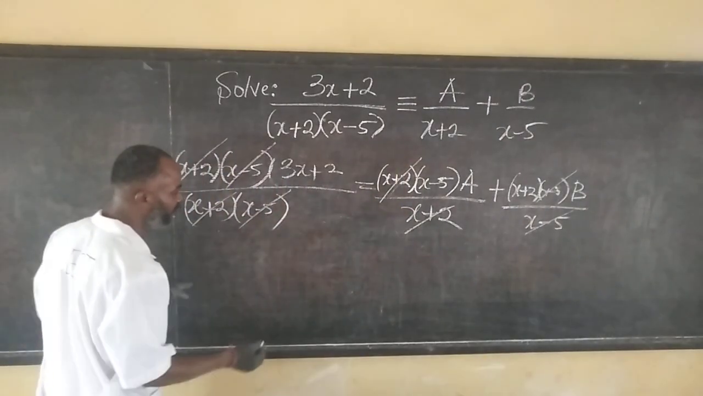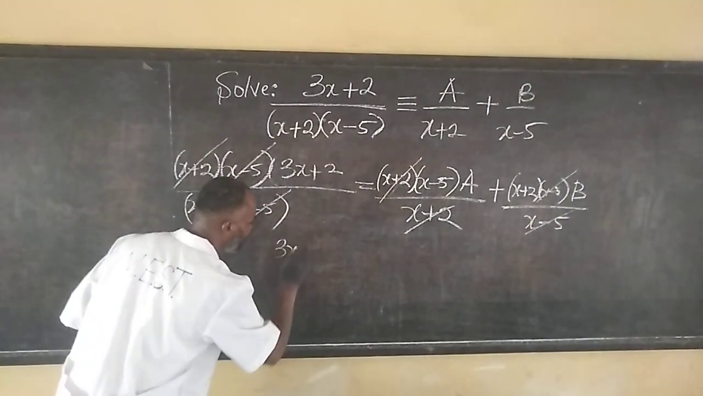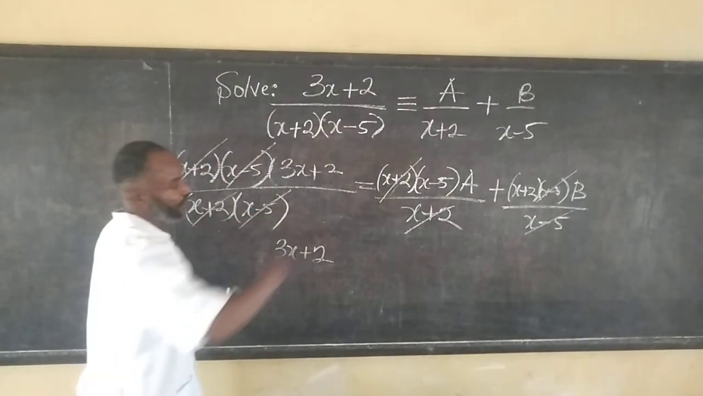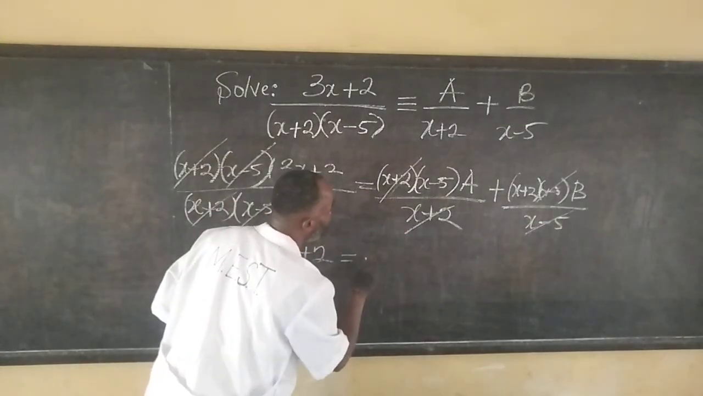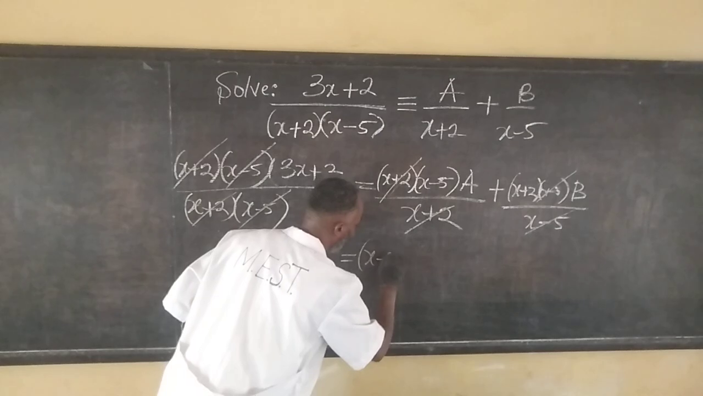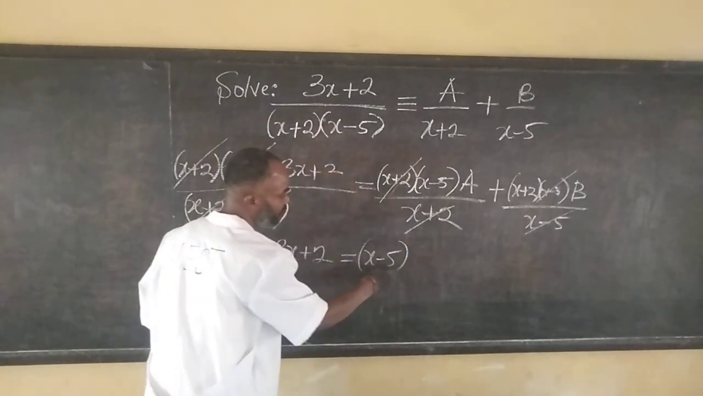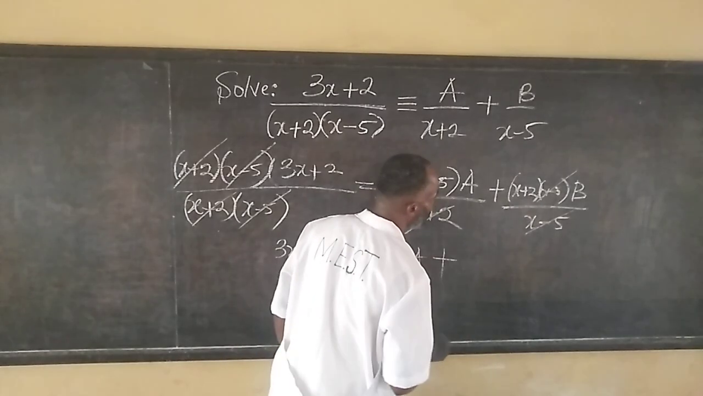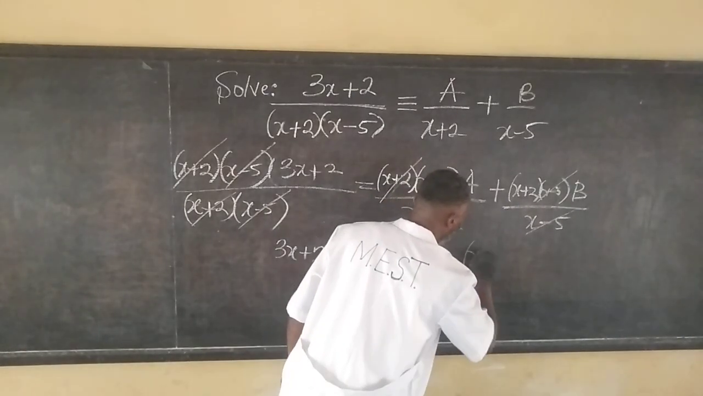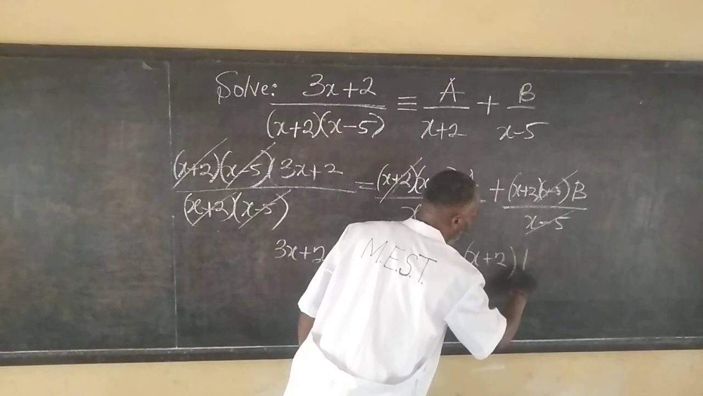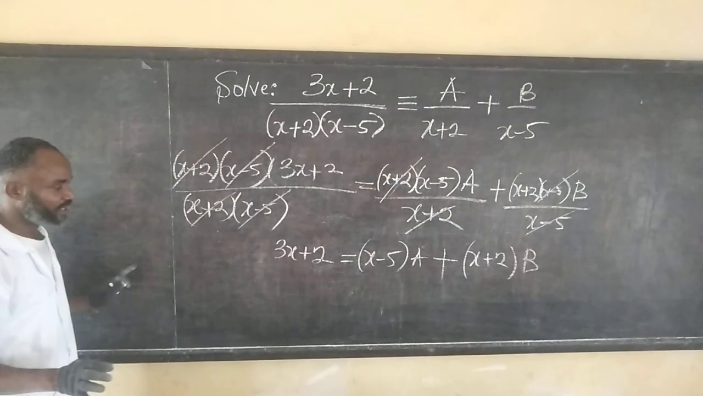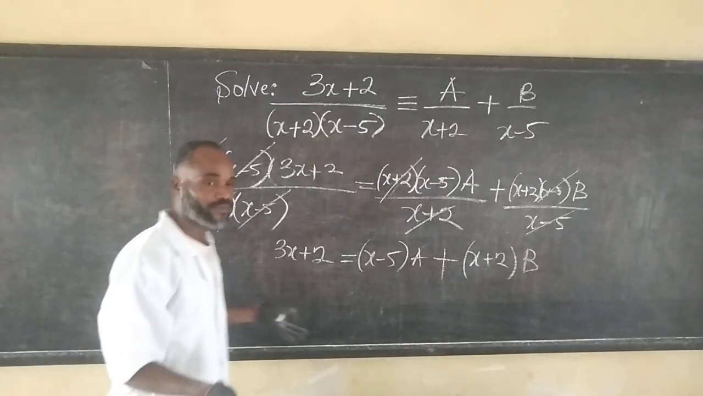Let's bring out what we are left with. We have 3x plus 2 on this side. The other side we have (x minus 5) and we have A remaining. This side we have (x plus 2) and then B. That's it. How do we now do this?